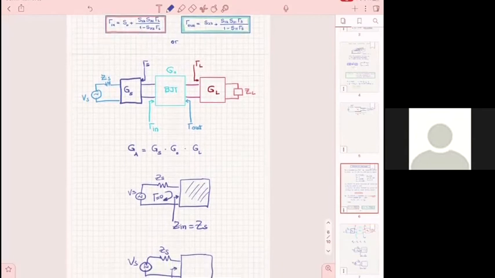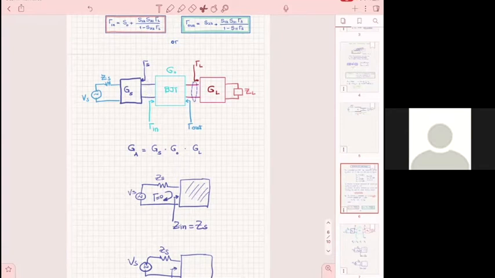So conjugate matching here will make sure that the maximum available power from the source goes into the amplifier, and conjugate matching here will make sure that the maximum available power from the amplifier goes to the load. Now, however, we introduce two more conditions here and here. It's not only that we need to have the ones outside, within the amplifier we need to have conjugate matching here and conjugate matching here.